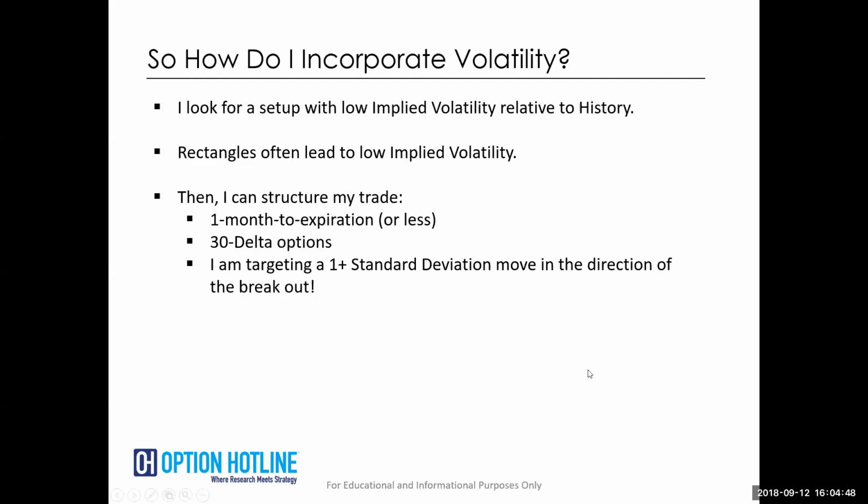So I'm looking for something less than a month expiration, but close to a month expiration, because vol is so low that I'm getting a little extra time for free. I start with 30 delta options. 30 delta options are out of the money. They are the low probability option for most people. People tend to avoid these options.